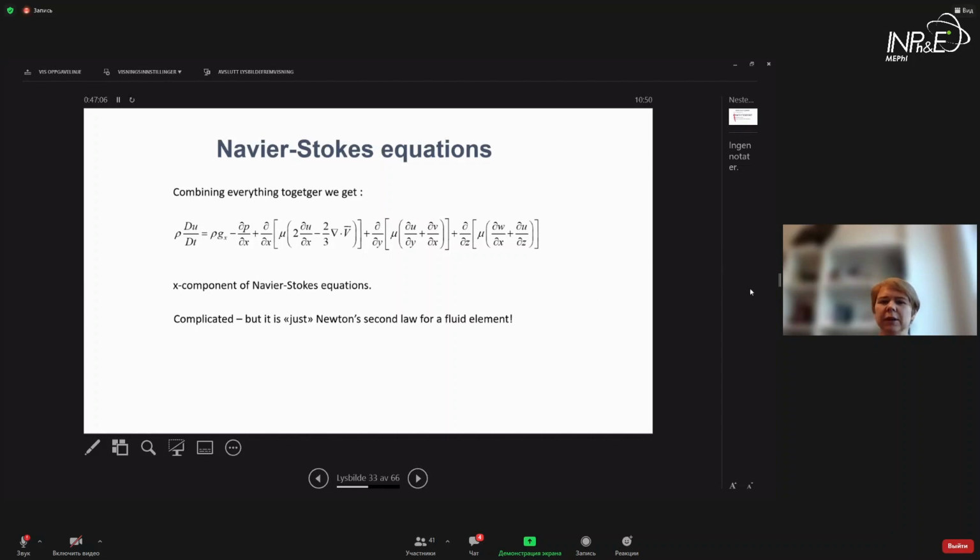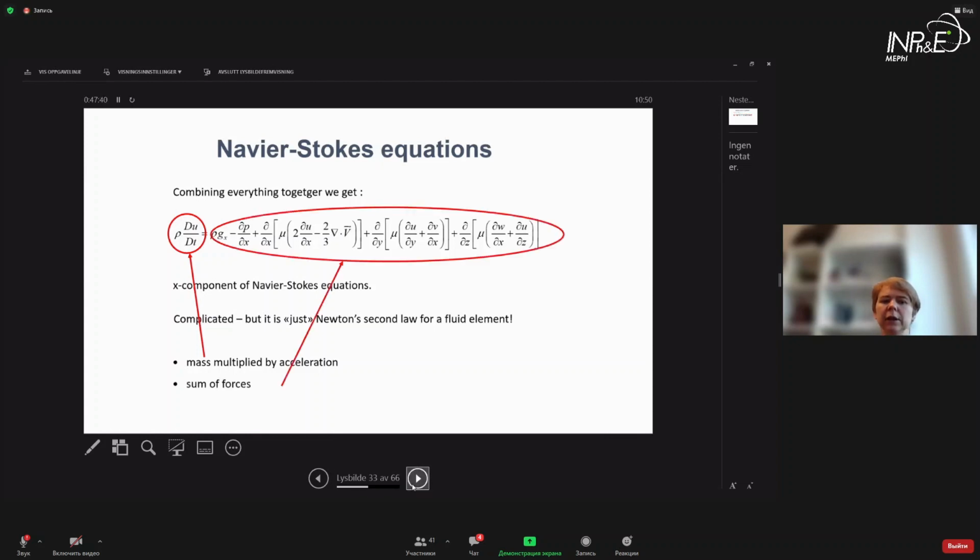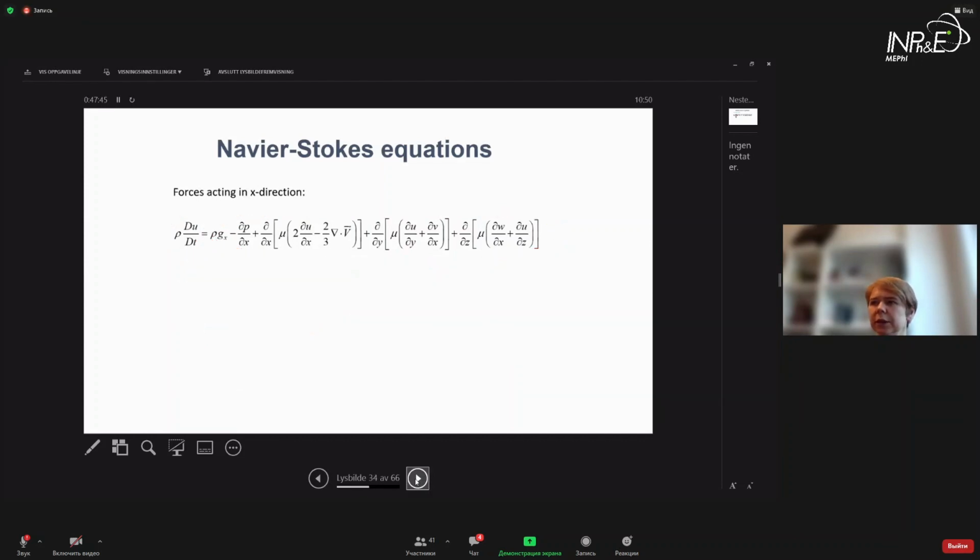No matter how complicated this equation looks, it is still just Newton's second law for a fluid element. But it also shows in which ways fluids are much more complicated than solid bodies in this respect. So here, this is mass multiplied by acceleration. I hope you can still recognize it. It is this material derivative, total derivative, with all those terms. And this is simply the sum of forces working on this little element. That's what the Navier-Stokes equation actually says.